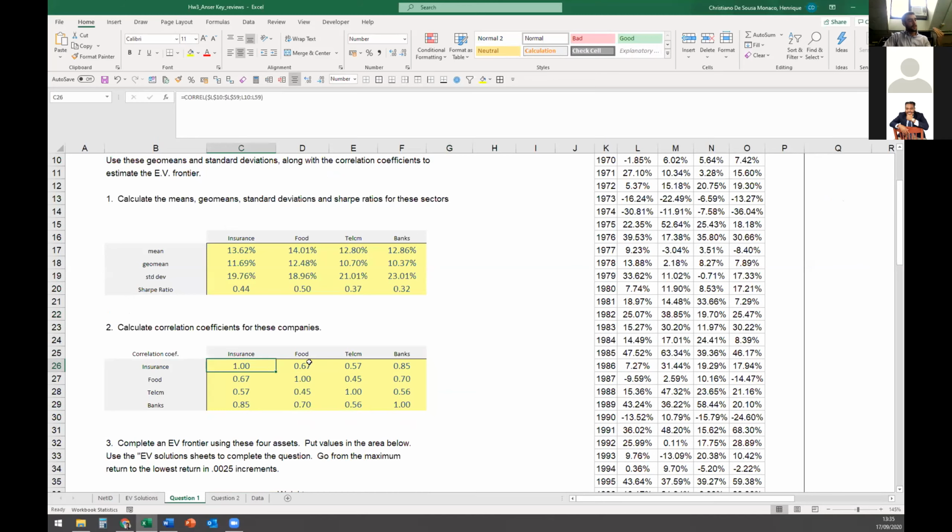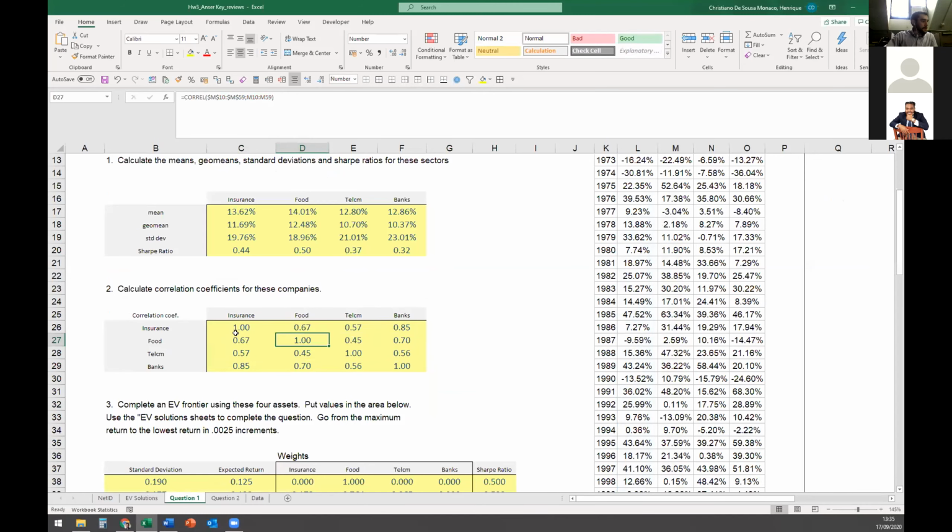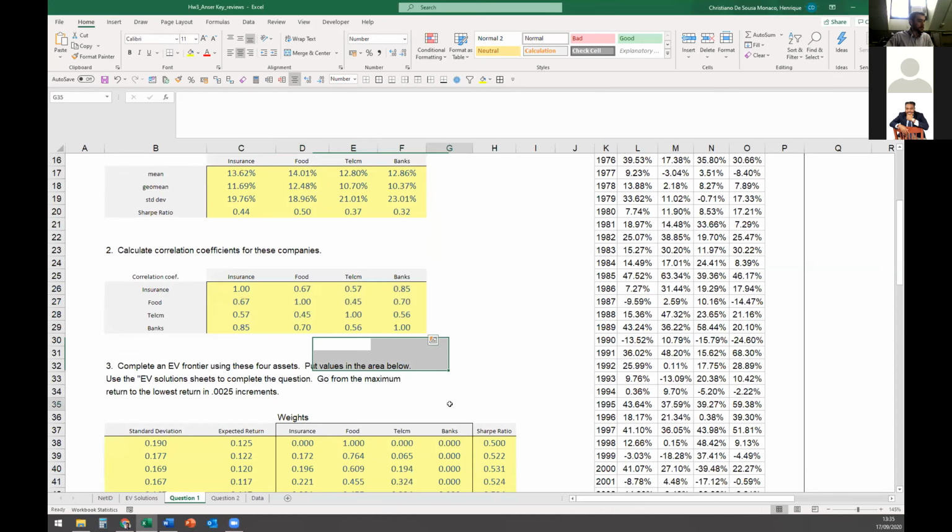Then we asked you to calculate the correlation coefficient between them. Again, just CORREL and highlight the interval here between those assets, right? So it's the correlation between the returns that we are interested in. You should be able to find that matrix, the correlation matrix.